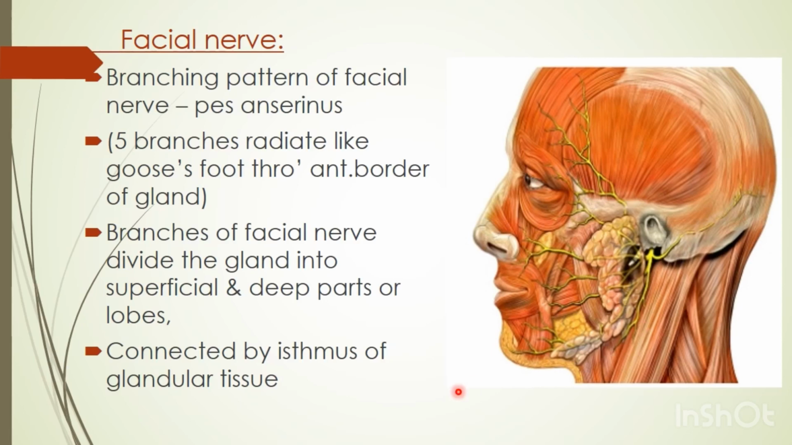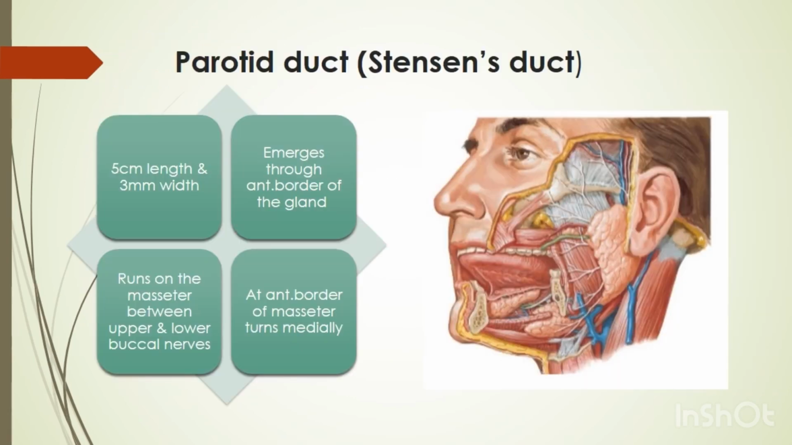Branches of the facial nerve divide the gland into superficial and deep parts or lobes, connected by the isthmus of glandular tissue. Next we'll be speaking about the parotid duct or Stensen's duct. All 3 salivary glands have their own duct to open into the mouth. The parotid duct, as you can see here, the green one, is 5 cm long and 3 mm wide.